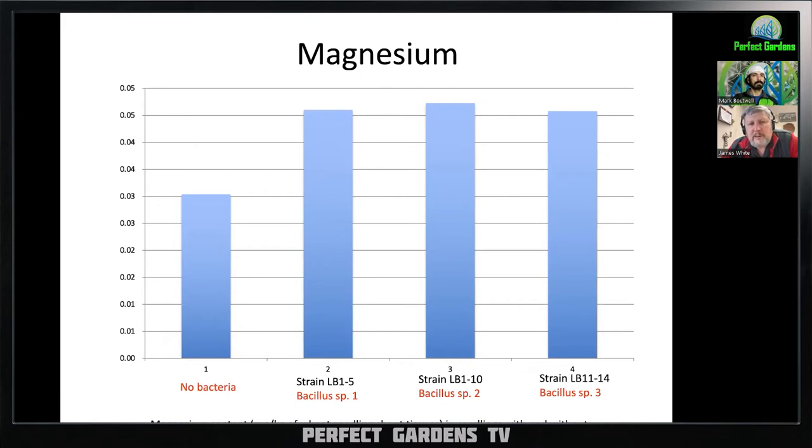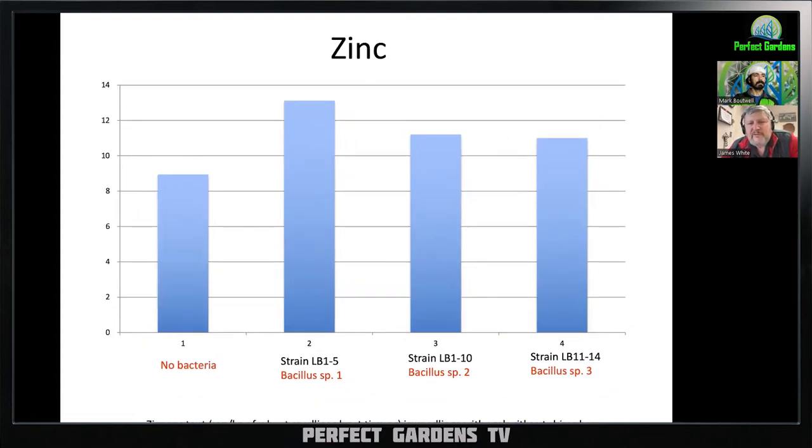Yeah, so magnesium, this is another one that's impacted. And you can see, it's just slight impacts, but it's impacted. It looks like 30% impact. Zinc, another one. Just about any nutrient you look at is impacted by presence of the microbe and rhizophagy cycle.